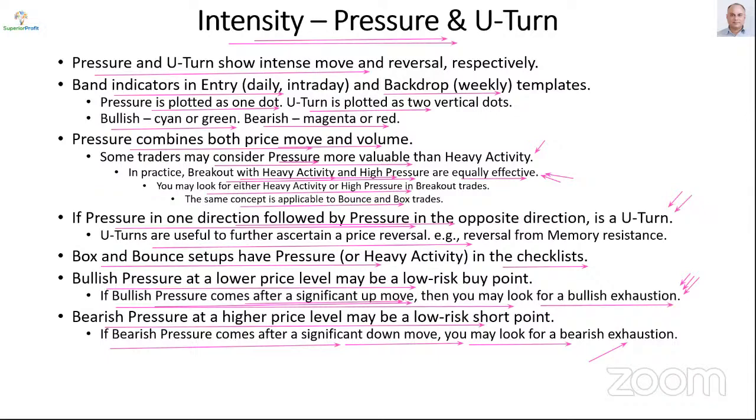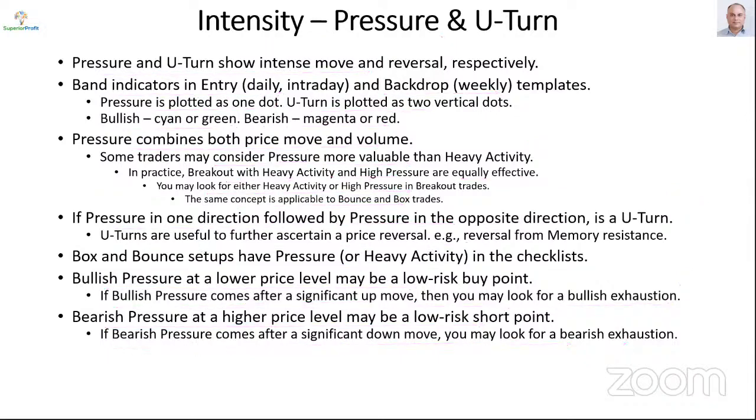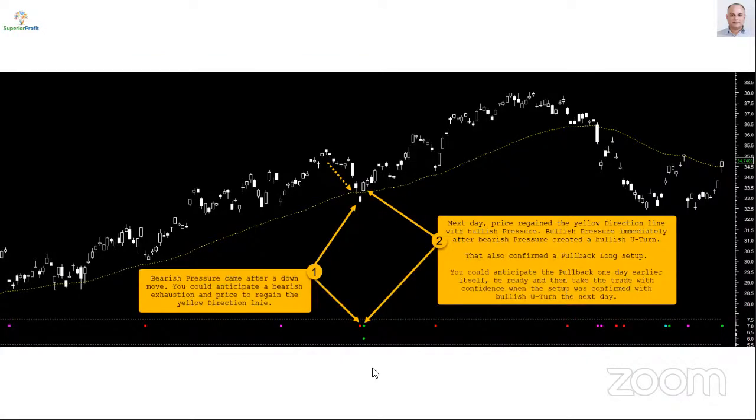Let's look at one chart example. I'll read by the numbers. The pressure and U-turn are shown as band indicators. So red is bearish pressure, green is bullish pressure. Pressure is shown as 1 dot and U-turn is shown as 2 dots. So we had a U-turn here.